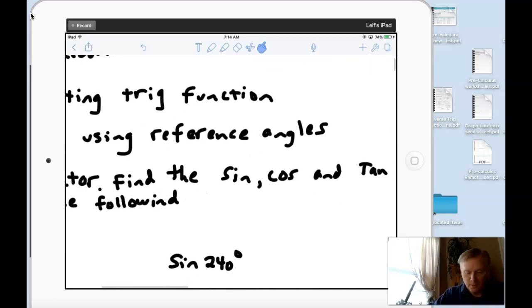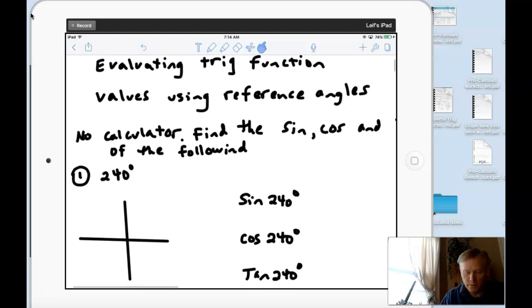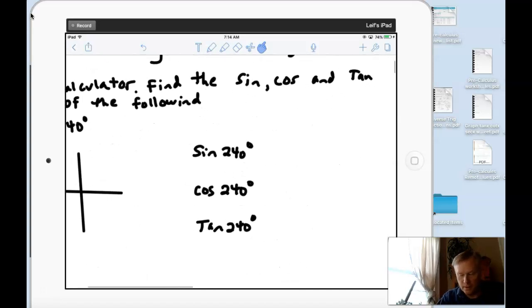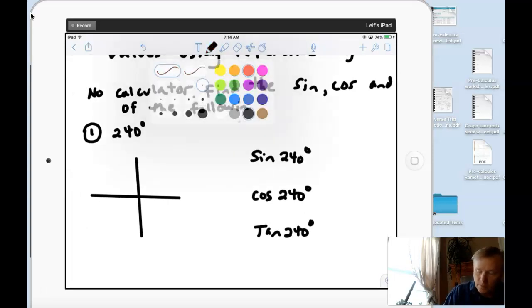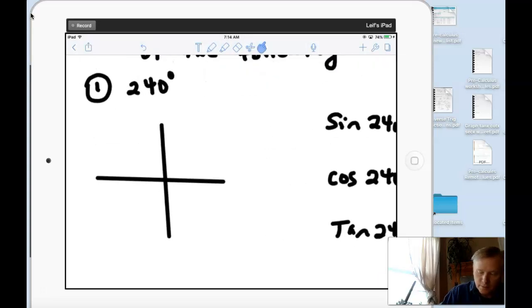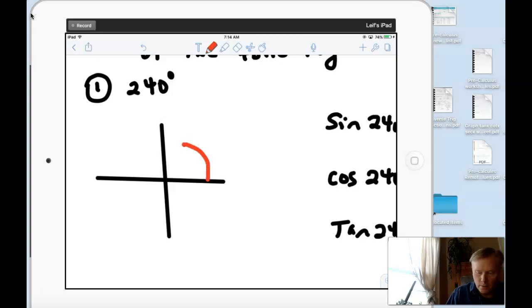So now that we've gone through that again, if we're given an angle, in this case 240 degrees, and in this section the directions are no calculator. Find the sine, cosine, and tangent of the following. If I'm given 240 degrees, I'm going to draw this in standard position, which means I'm going around the circle. You always start over here at the x-axis and go that way if it's positive. If it's a negative angle, you go the other direction, but you still start at the same place. So 180 would be halfway around, 270 is 3/4 of the way around, so 240 is in between somewhere. So I go around there.